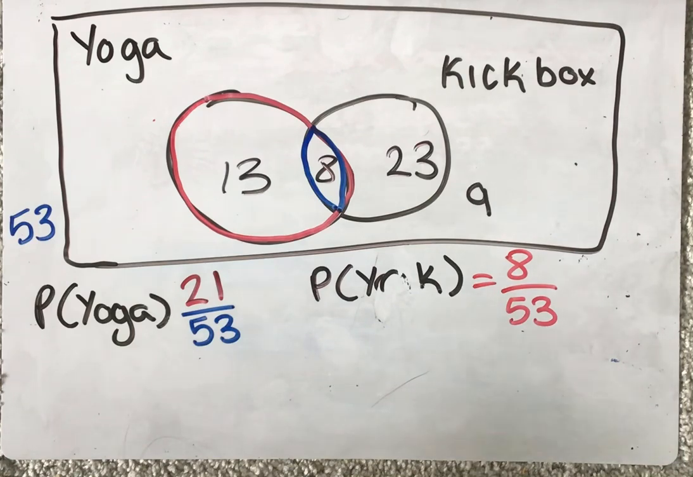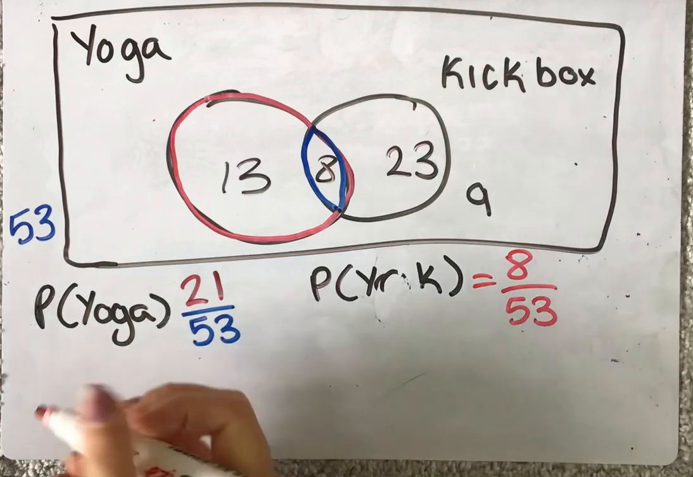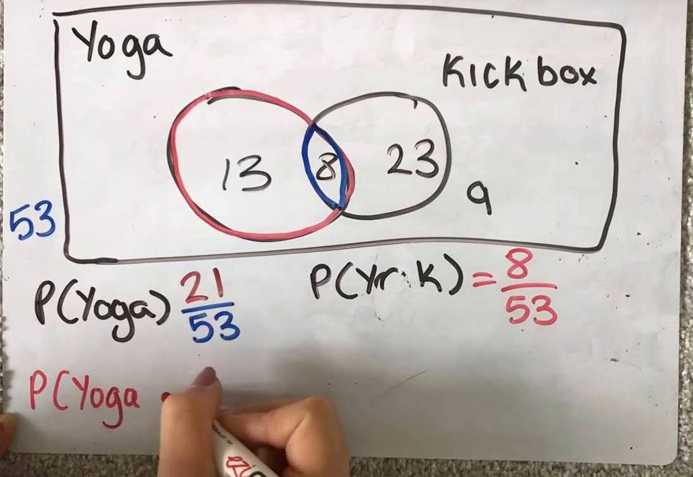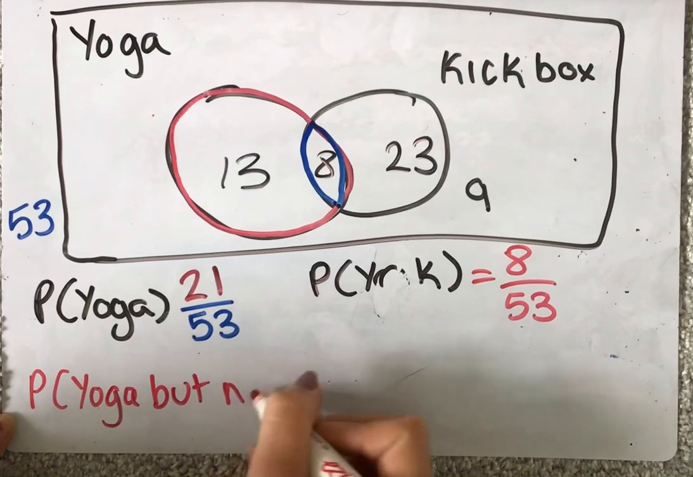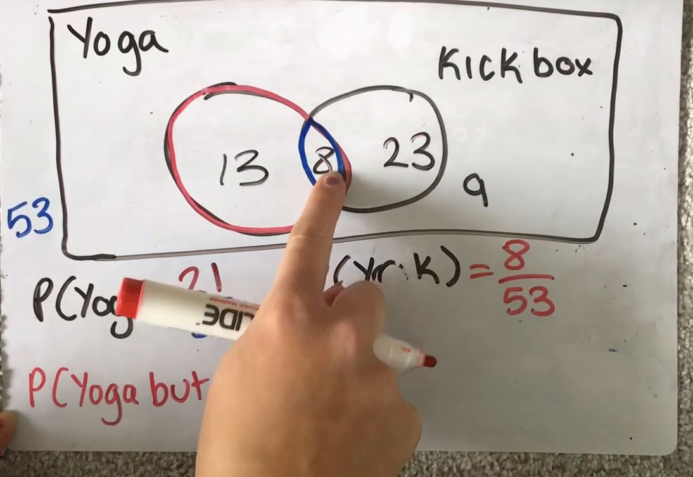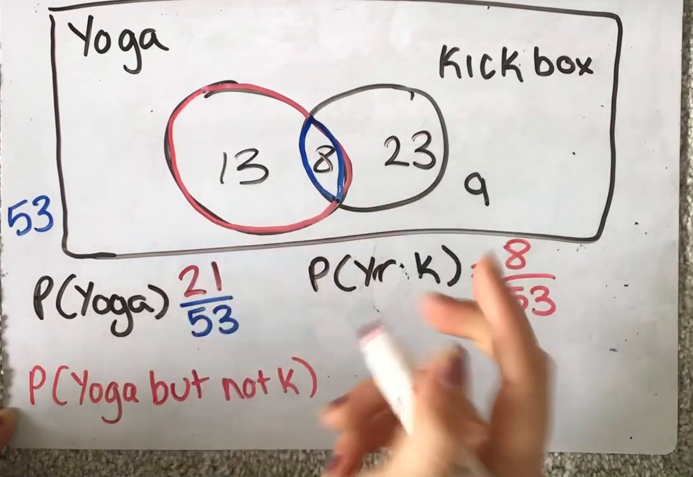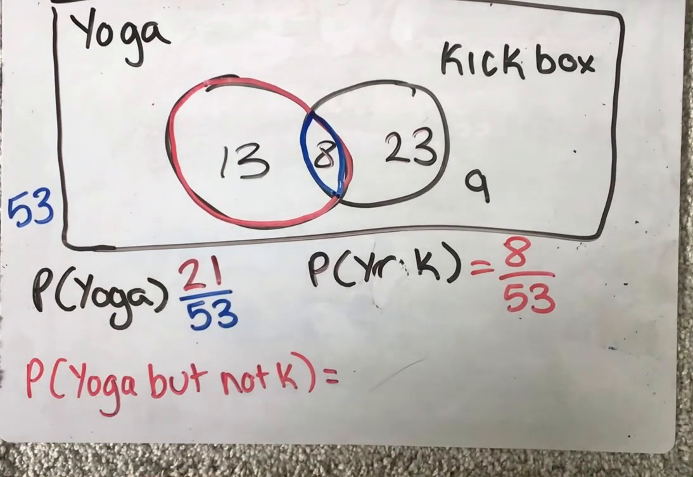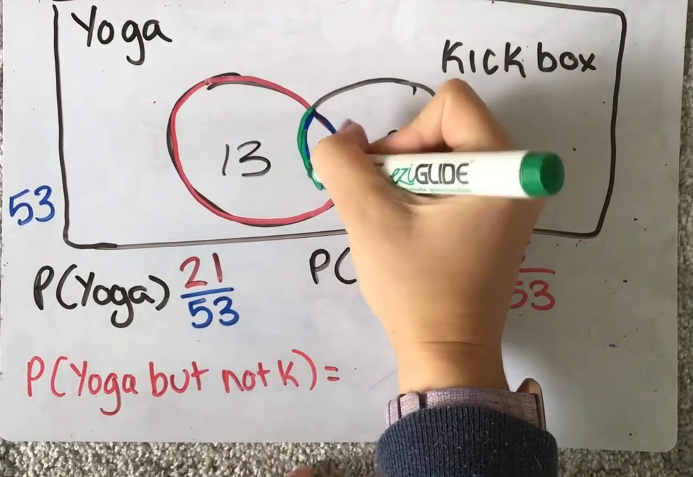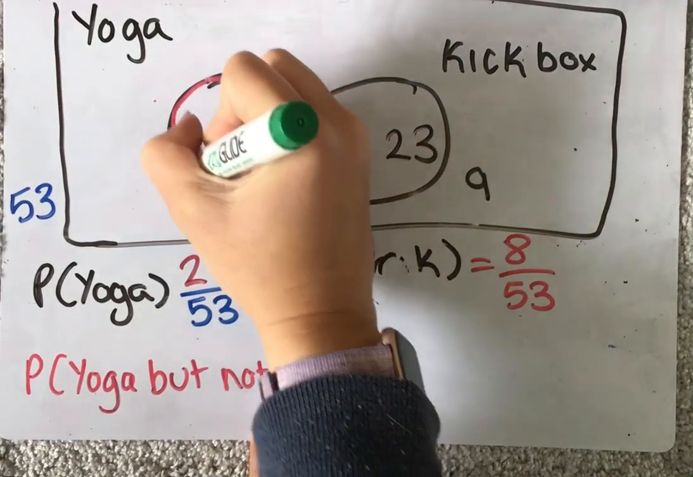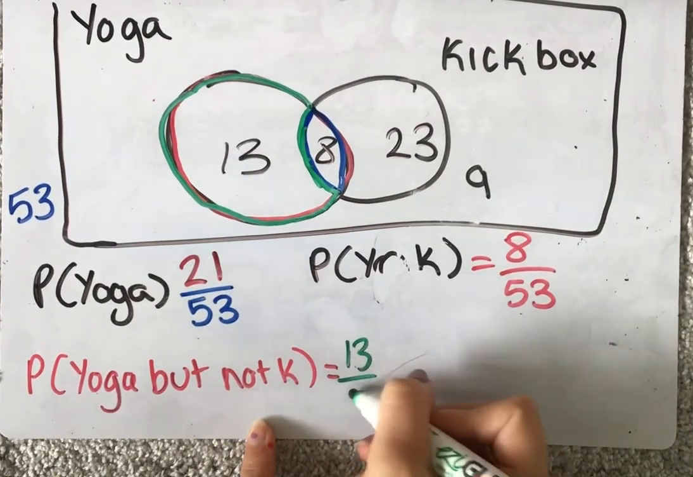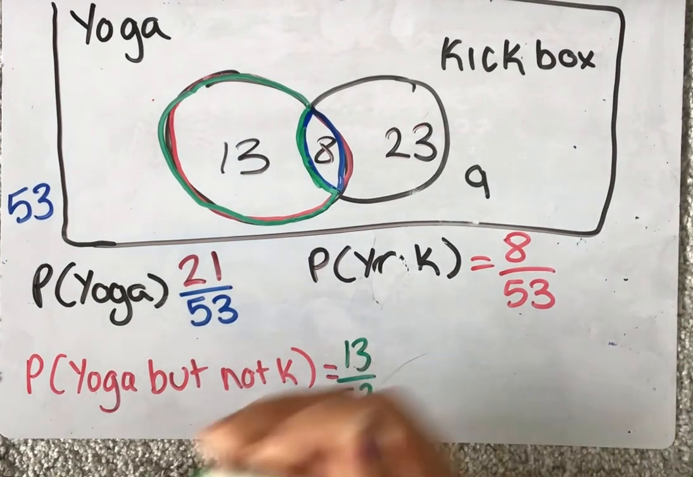So I could look at things like yoga, okay, but not kickboxing. So it can't include this bit. It's only going to be that bit. So this time my circle is going to get cut off here. And it's only going to be this bit that I'm interested in. So you're going to end up with 13 over 53.